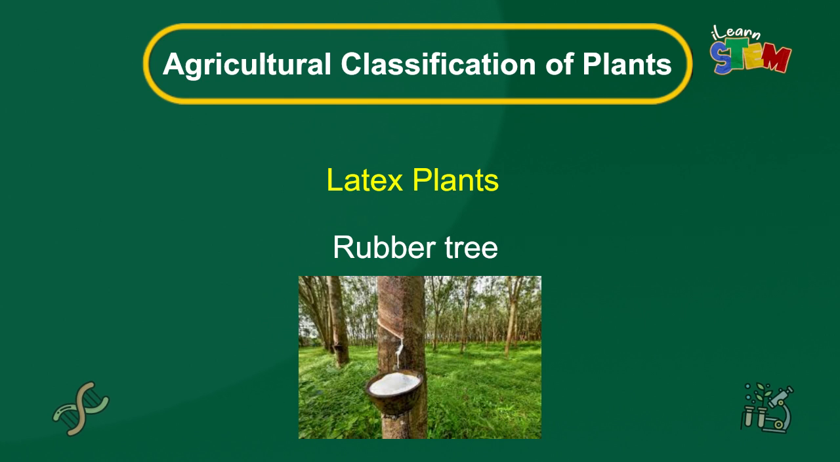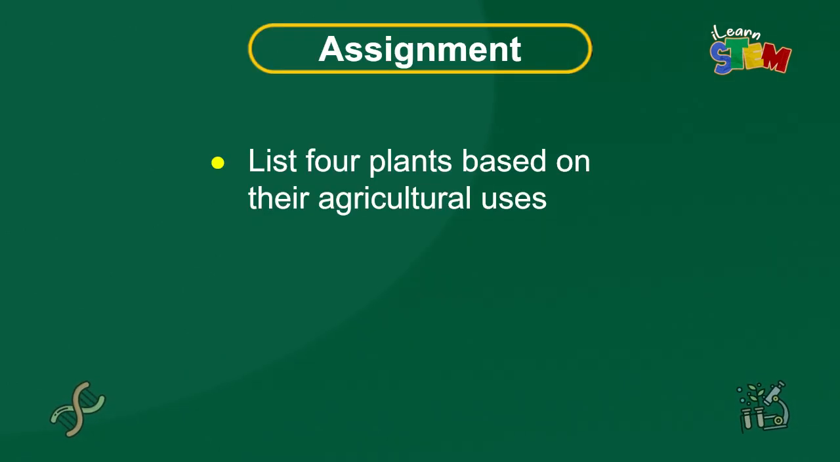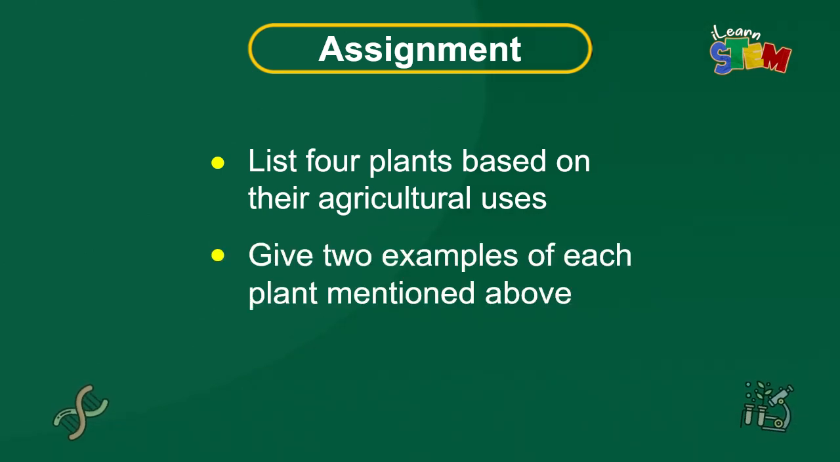We've come to the end of today's lesson. I believe you enjoyed the class. Please attempt the following assignments. 1. List 4 plants based on their agricultural uses. 2. Give 2 examples of each plant mentioned above.